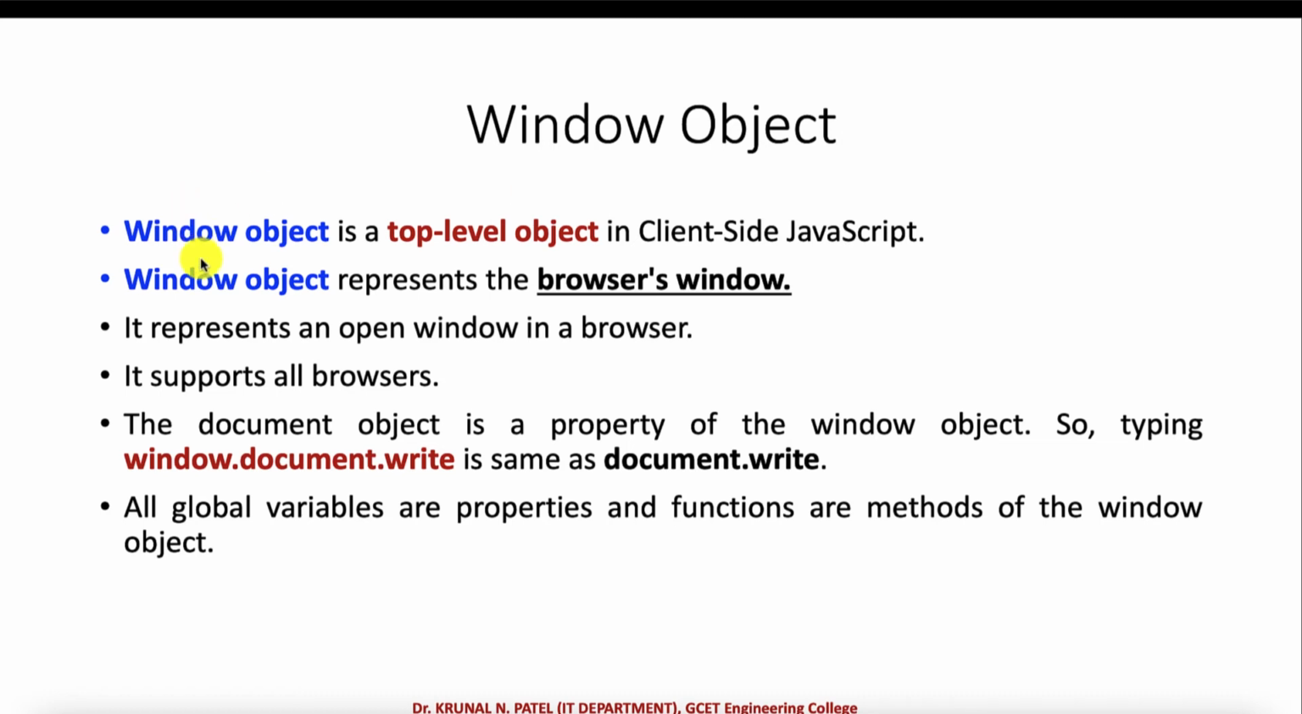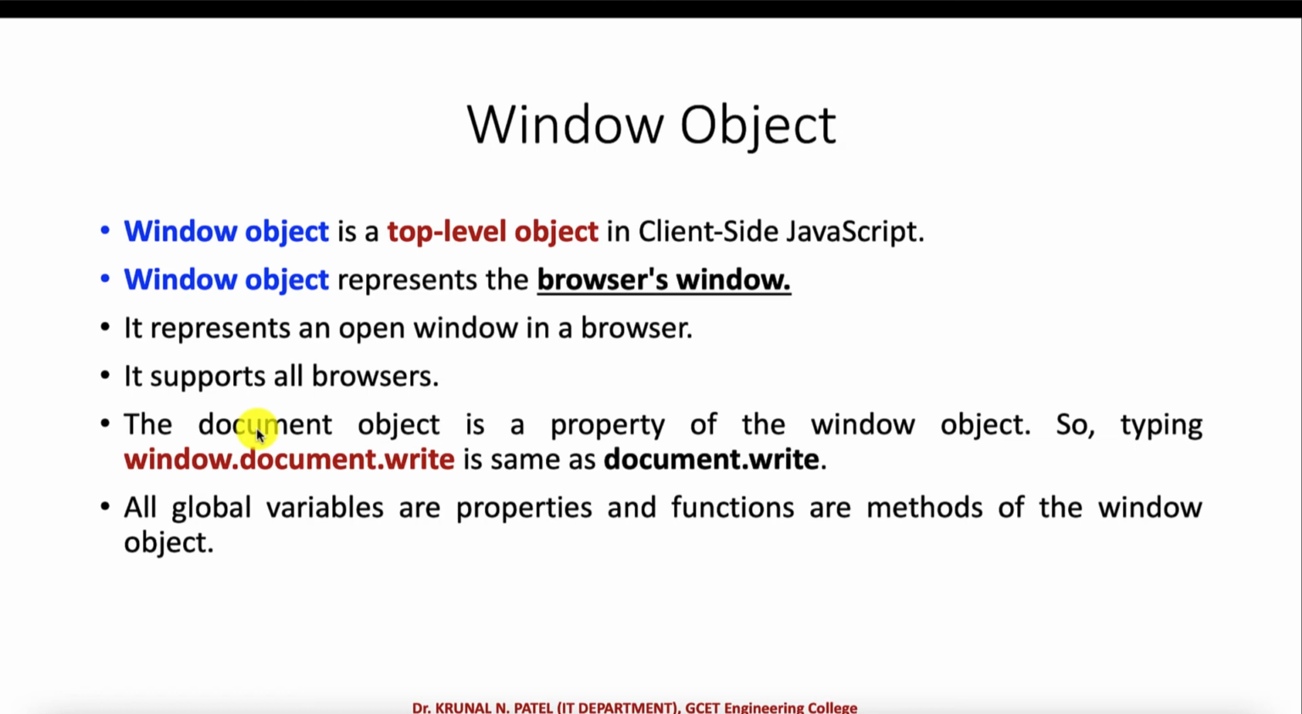In JavaScript, window is the top level object, and it represents the browser's window. Whatever browser you are using is represented by the window object. It represents an open window in a browser. Whatever browser is currently open on your computer will be represented by the window object, and almost all the browsers support this window object.